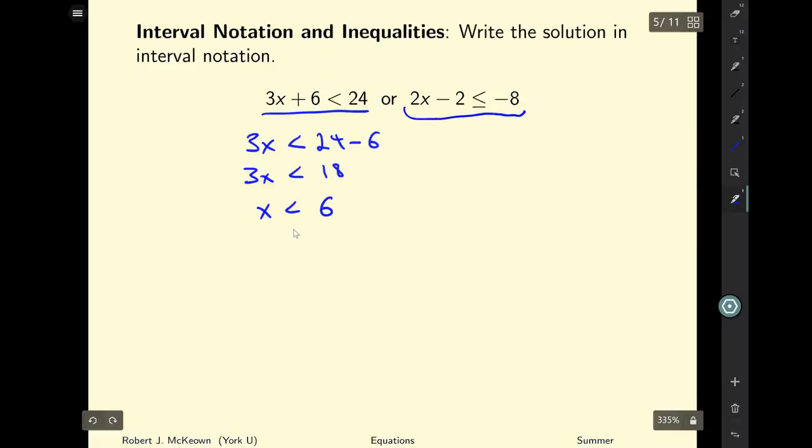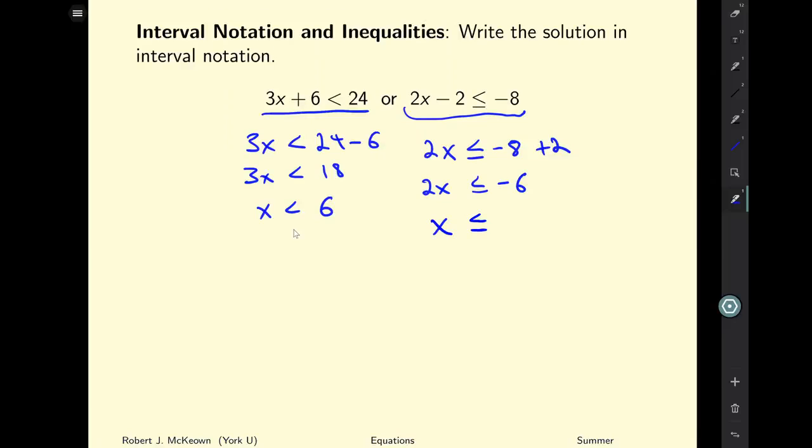Now let's take a look at our other expression. I see I've got a 2x minus 2 on the left-hand side. I'm going to add 2 to both sides. So I'm going to have 2x is less than or equal to -8 plus 2. So that gives me 2x is less than or equal to -6. And x is less than or equal to, dividing both sides by 2, I get -3.